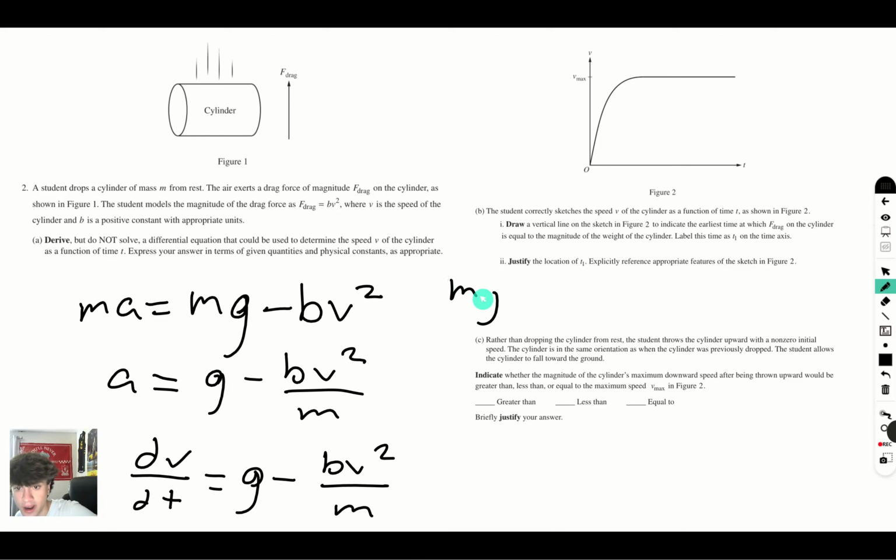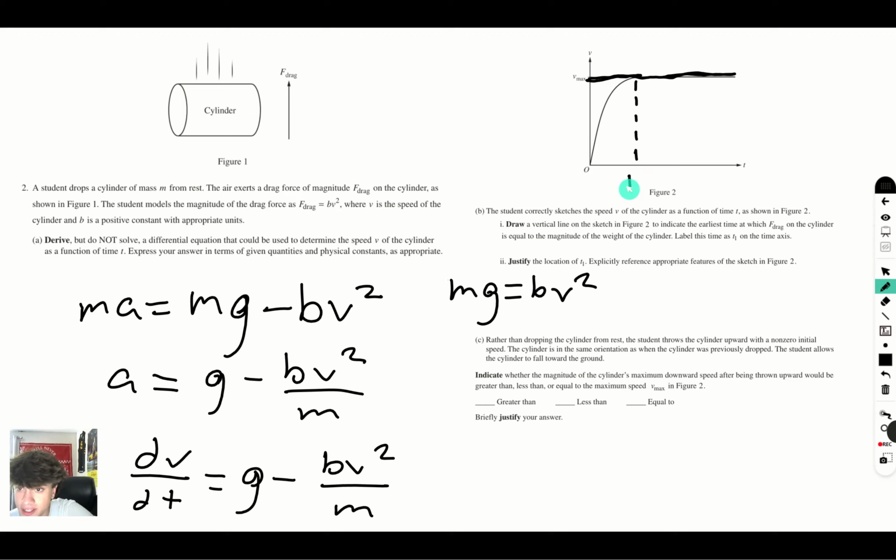And when our mg is equal to our bv squared, this means that our acceleration is going to reach 0. And when our acceleration reaches 0, our velocity is no longer changing, and we can see that this happens somewhere around here. So we can draw our line here. Sorry, this isn't a perfect line. And then we can say that this approximately happens here.